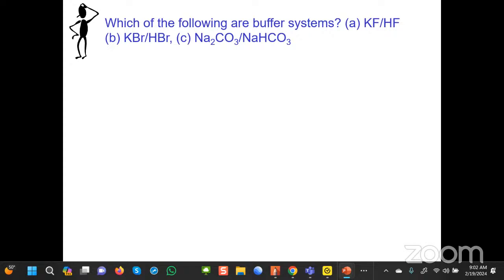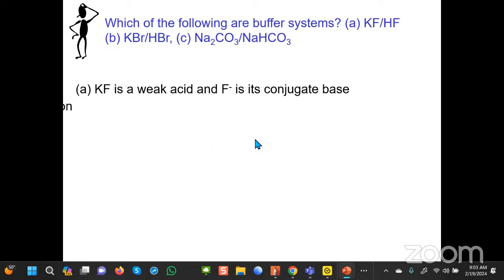The first thing, let me give you a hint. The first thing I would ask myself is whether or not the acid is a strong or weak acid. And again, you need to remember those 6 strong acids. I would ask you what those 6 strong acids are, but I don't want to embarrass you all. It's a weak acid, right? So we have HF, which is a weak acid in combination with the salt, potassium fluoride, of that weak acid. So therefore, in the case of A, that's a buffer solution, right?